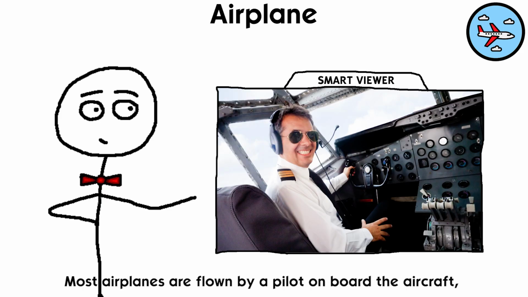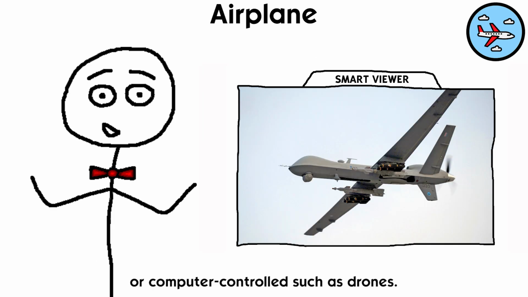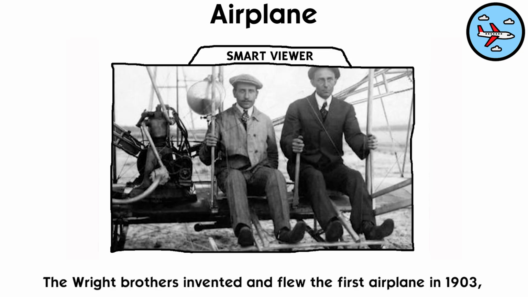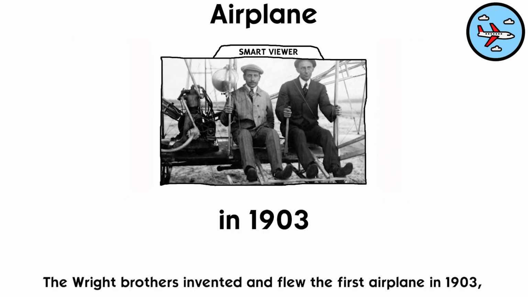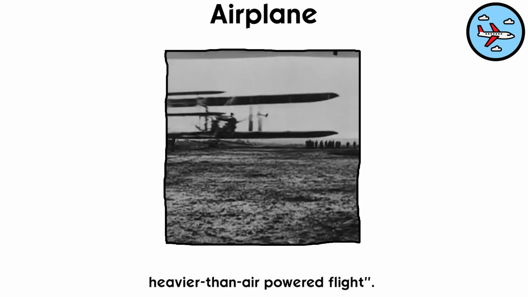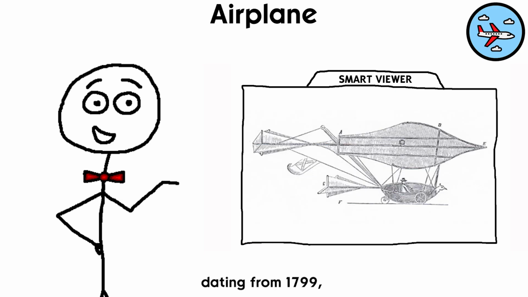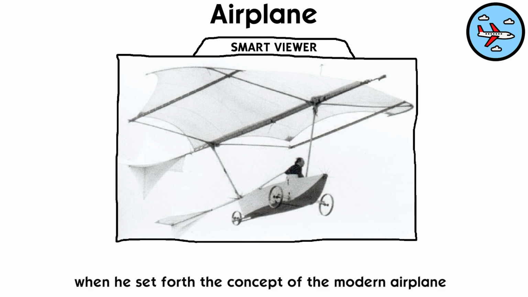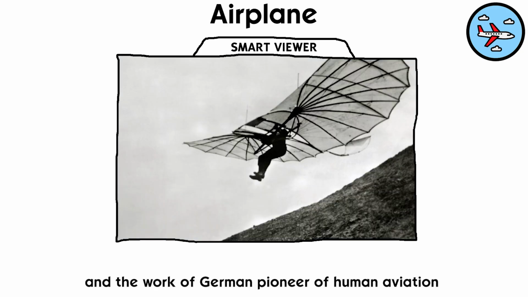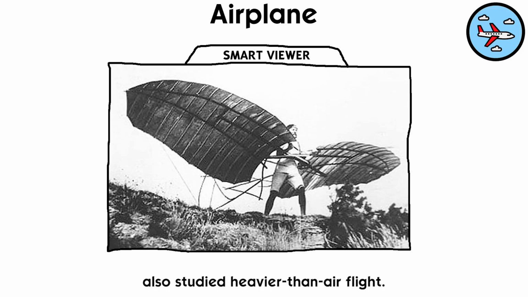Most airplanes are flown by a pilot on board the aircraft, but some are designed to be remotely or computer-controlled, such as drones. The Wright brothers invented and flew the first airplane in 1903, recognized as the first sustained and controlled heavier-than-air powered flight. They built on the works of George Cayley, dating from 1799, when he set forth the concept of the modern airplane, and the work of German pioneer of human aviation Otto Lilienthal, who, between 1867 and 1896, also studied heavier-than-air flight.